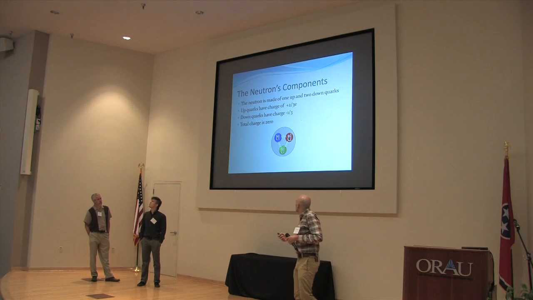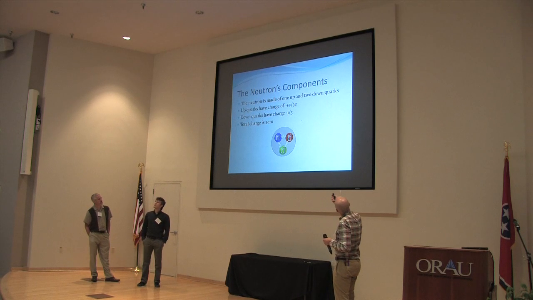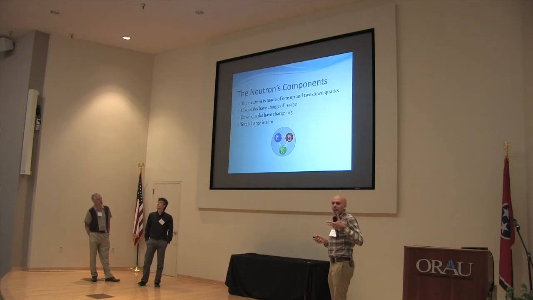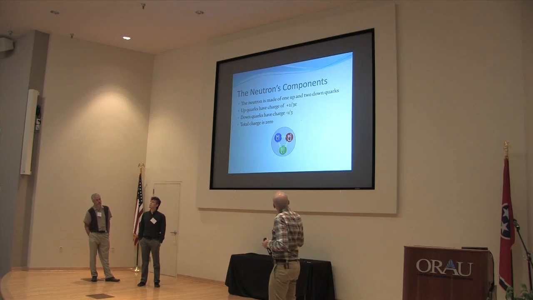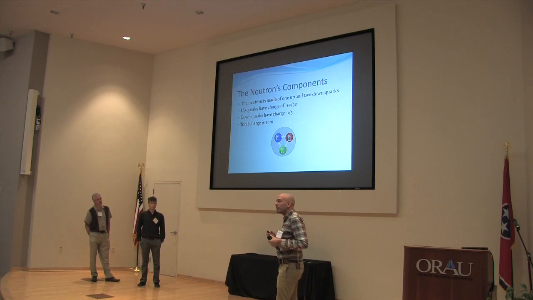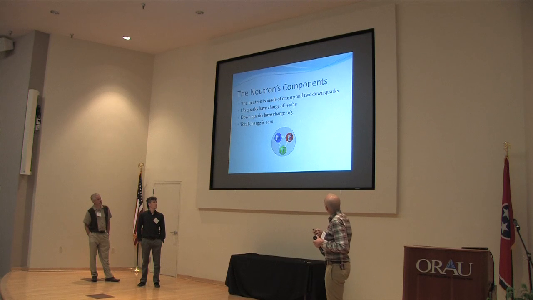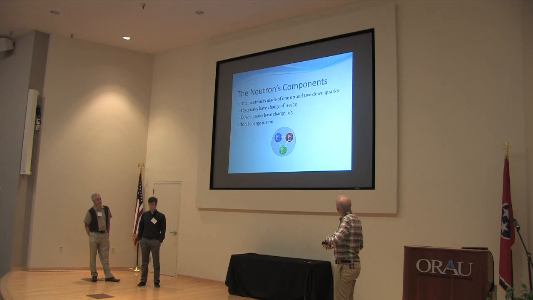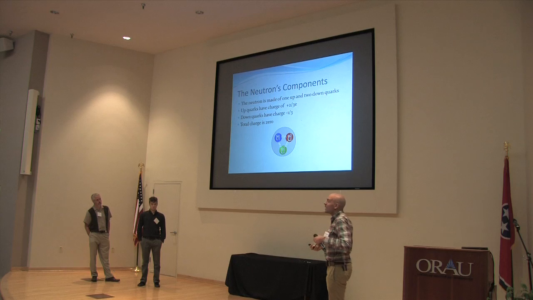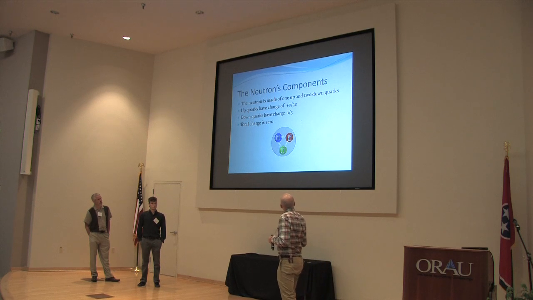We just take the neutron apart. We're going to take the neutron, and actually it's made up of one up quark and two down quarks. Now, the up quark has a charge of positive 2/3 the electron charge, and the down quark has a charge of negative 1/3. You add all that up, two positive 2/3, two negative 1/3, and you end up with a total charge of 0.